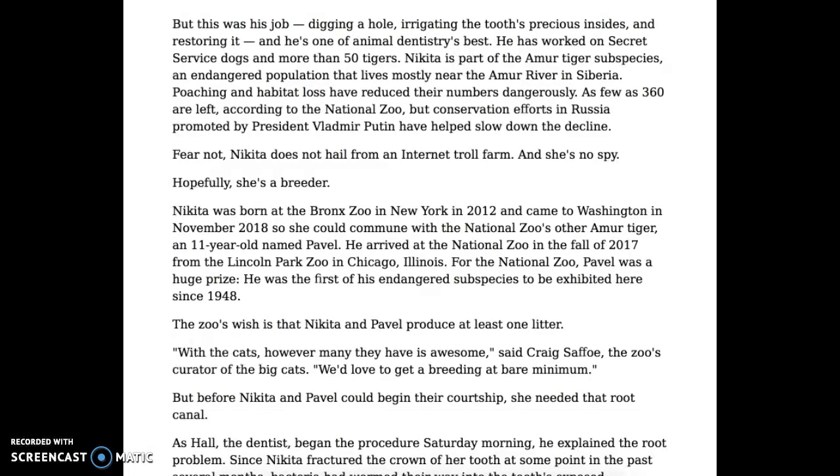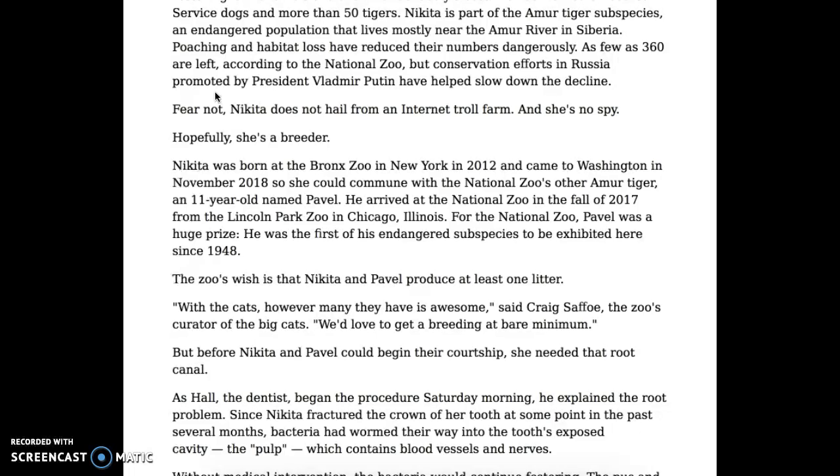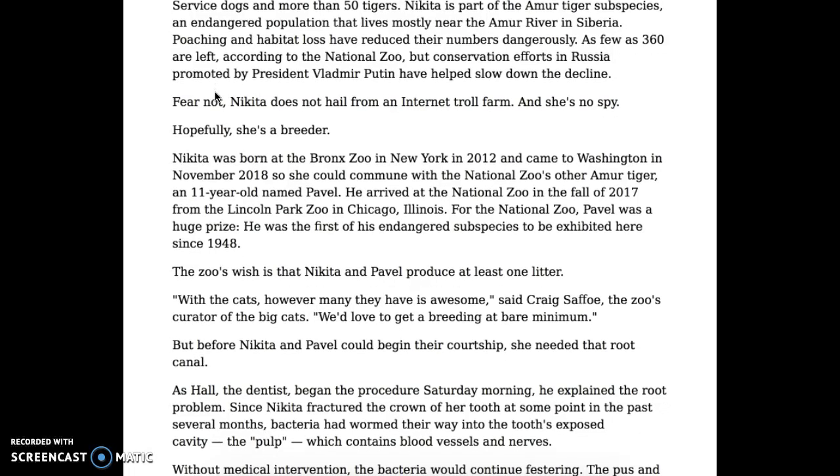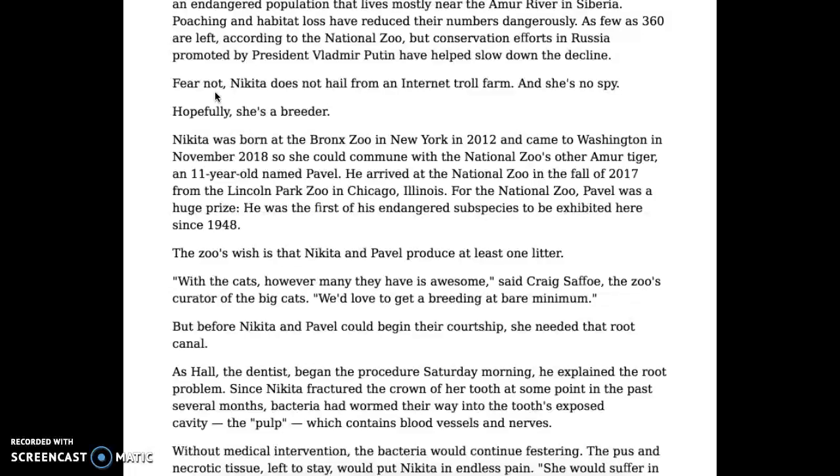Nikita is part of the Amur tiger subspecies, an endangered population that lives near the Amur River in Siberia. Poaching and habitat loss have reduced their numbers dangerously. As few as 360 are left, according to the National Zoo. But conservation efforts in Russia, promoted by President Vladimir Putin, have helped slow the decline. Fear not, Nikita does not hail from an internet troll farm, and she's no spy. Hopefully, she's a breeder.